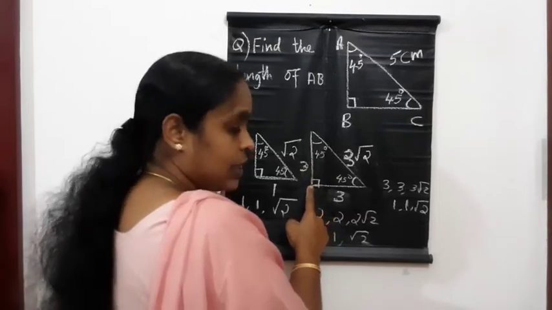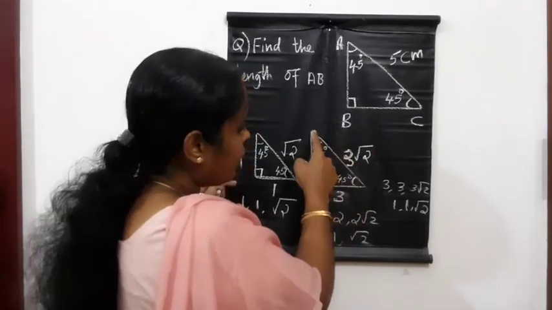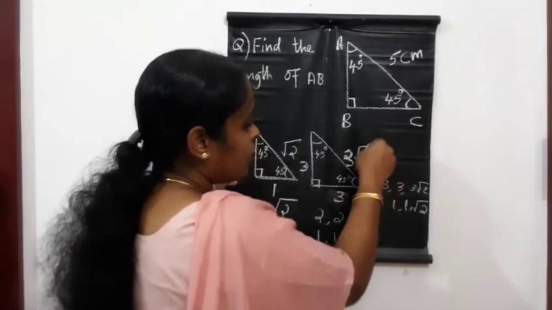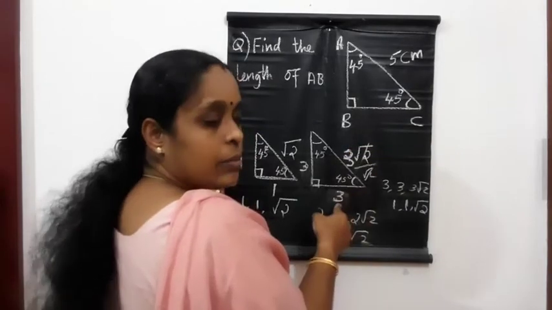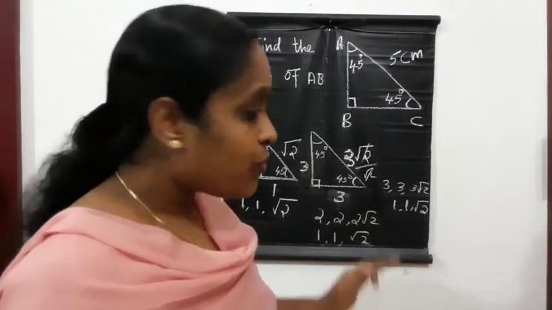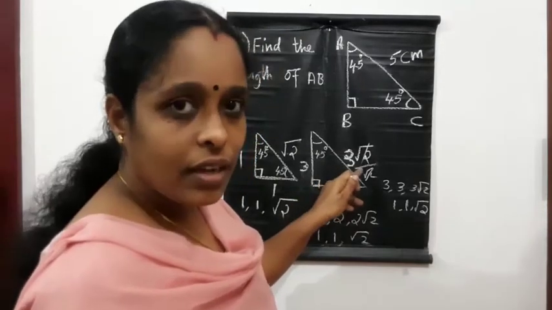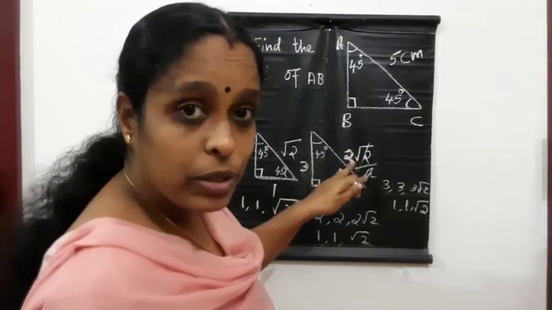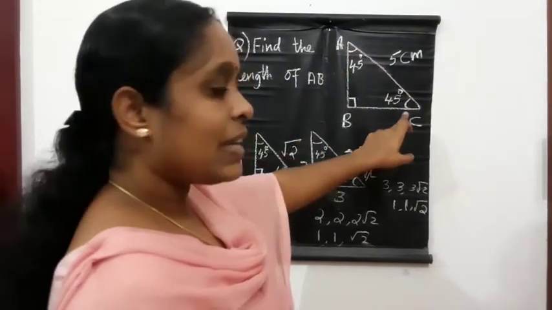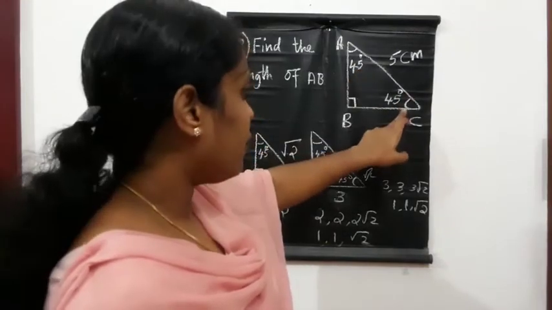It is 3. That is, we divide the hypotenuse by √2. The √2 cancels and 3 is remaining. So if we know the length of hypotenuse, to find the length of the other two sides, we divide the length of hypotenuse by √2. Here you can see the triangle is the same as this triangle in angle. That is, the angles are here 45 degree, 45 degree, 90 degree.